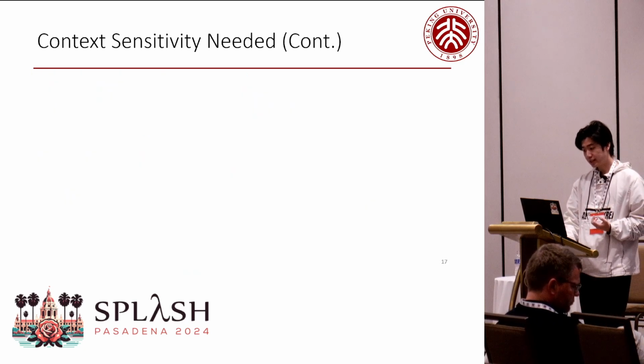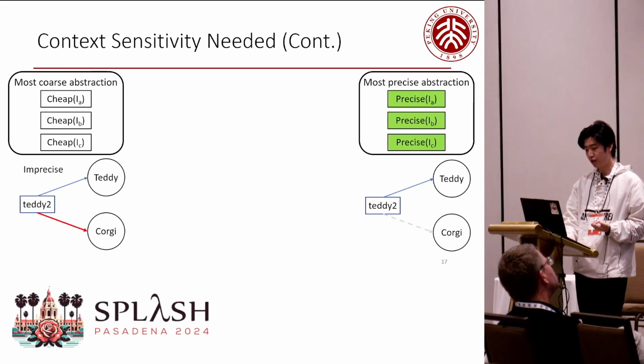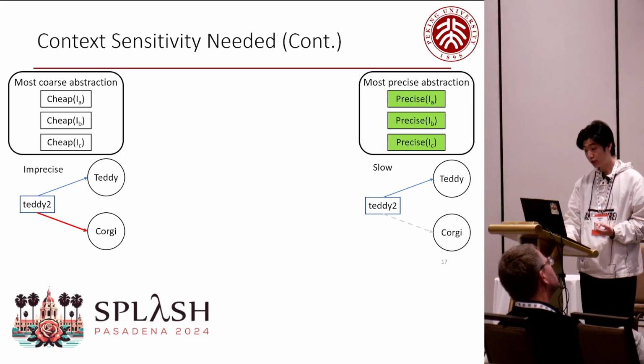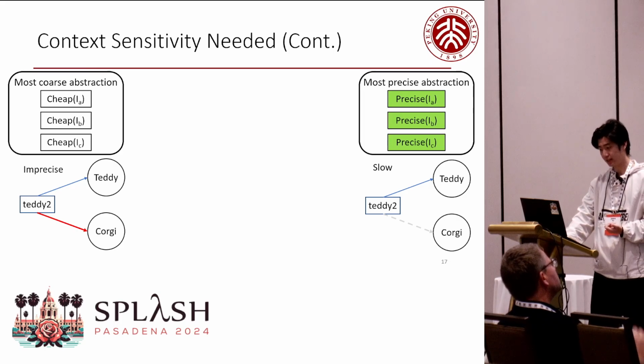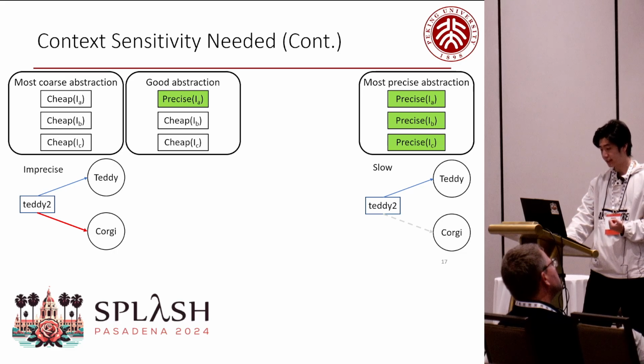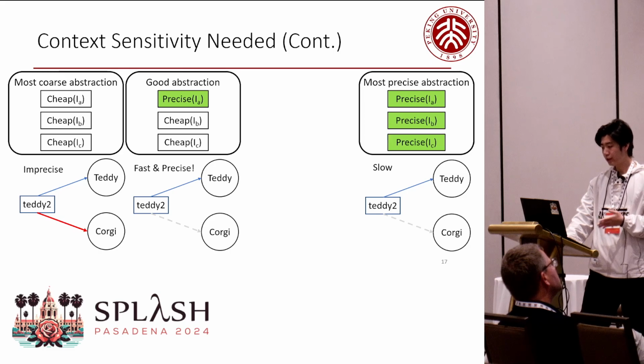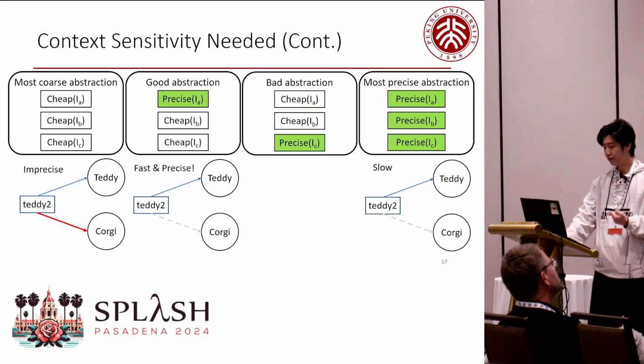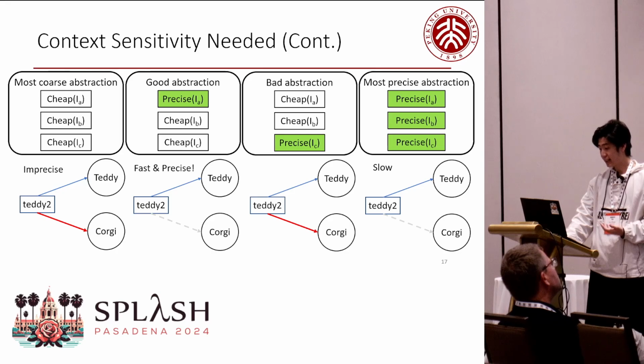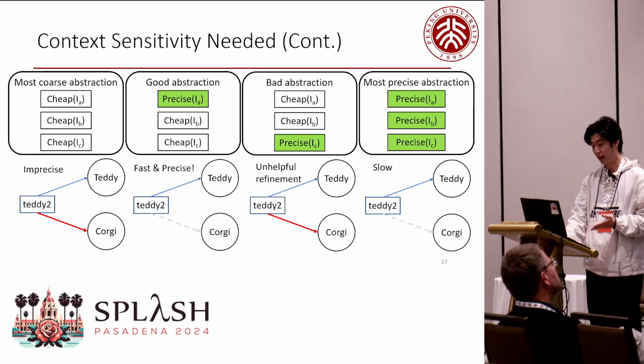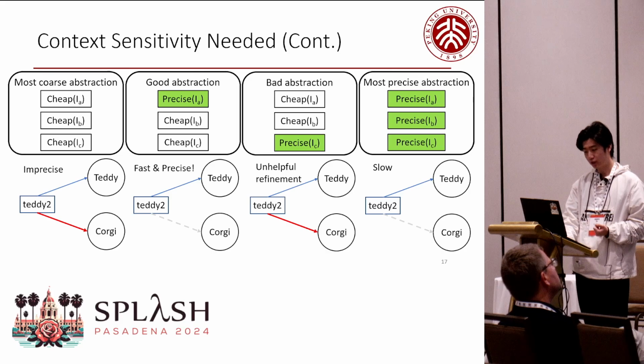Though context sensitivity improves the precision of program analysis, it also increases the time cost of the analysis. It's practically impossible to use the most precise abstraction. Therefore, we need to select components to be analyzed precisely. For example, only refining IA here is precise enough. However, if we choose IC, since refining IC cannot improve the precision, it's an unhelpful refinement. So we hope our neural network can figure this out.